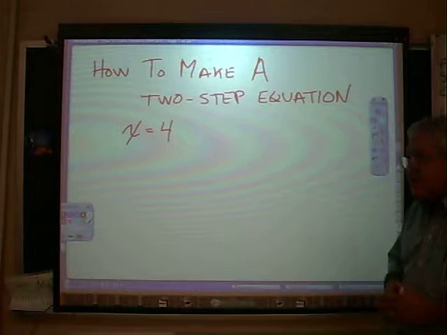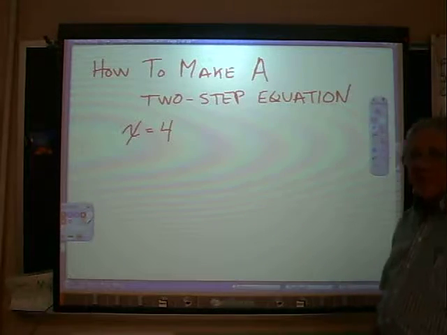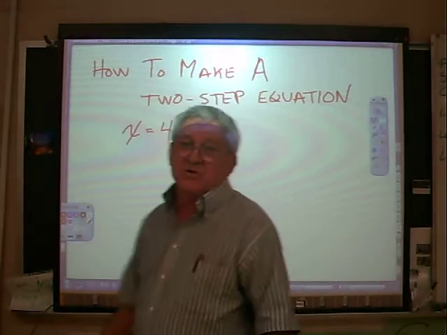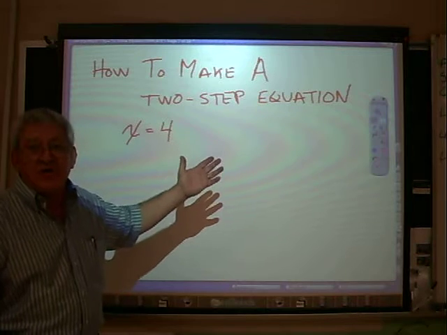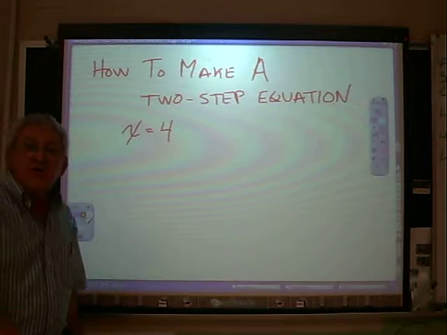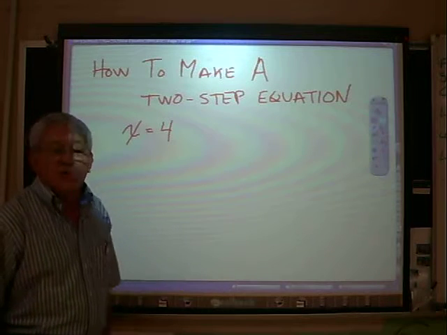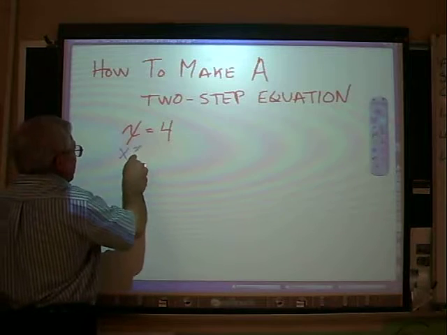Now, first of all, let's think about how to make a 2-step equation. So we start with the answer. We start with x is 4. I just arbitrarily picked x is 4. I just felt like it. Now, I'm going to do something to each side of the equation. I can do anything I want. So I think I'll take each side of this equation and I'll multiply it by 3.